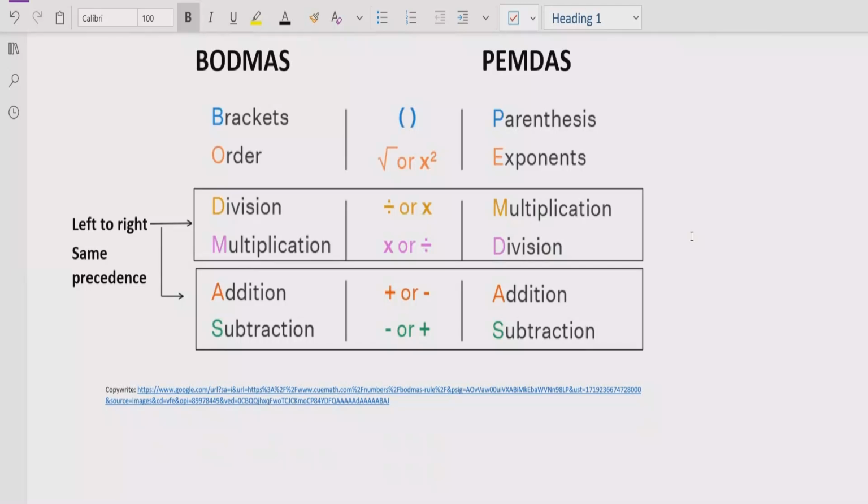And step number 3 is you have to go left to right in your expression and find out division and multiplication. And if division is coming first, you have to solve the division first. And if multiplication is coming first, you have to solve the multiplication first. Similarly, for addition and subtraction, we have the same rule. We can solve addition first if it is coming first, or we can subtract first if it is coming first.